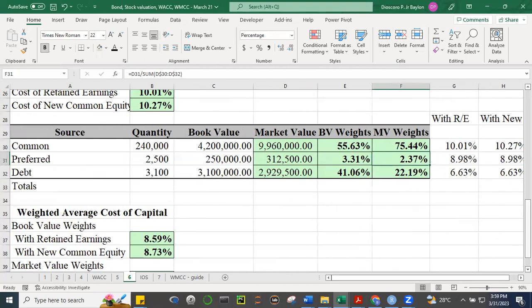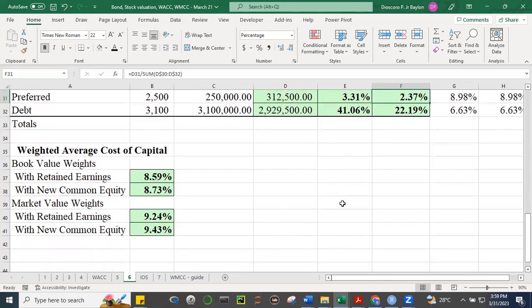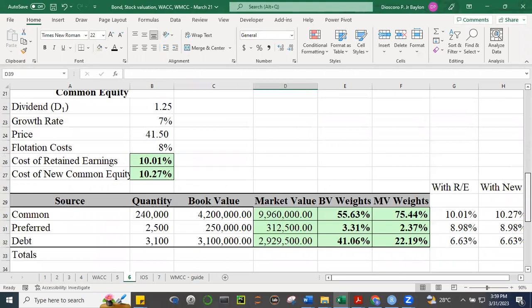No questions? So when you compute for, let's say you're doing capital budgeting, usually it's this one, the market value weights, and we usually assume that there's new equity to be issued. So 9.43, this will make it a bit more conservative than using the book value weights or the market value weights with retained earnings. Okay, so that wraps up our discussion on weighted average cost of capital.